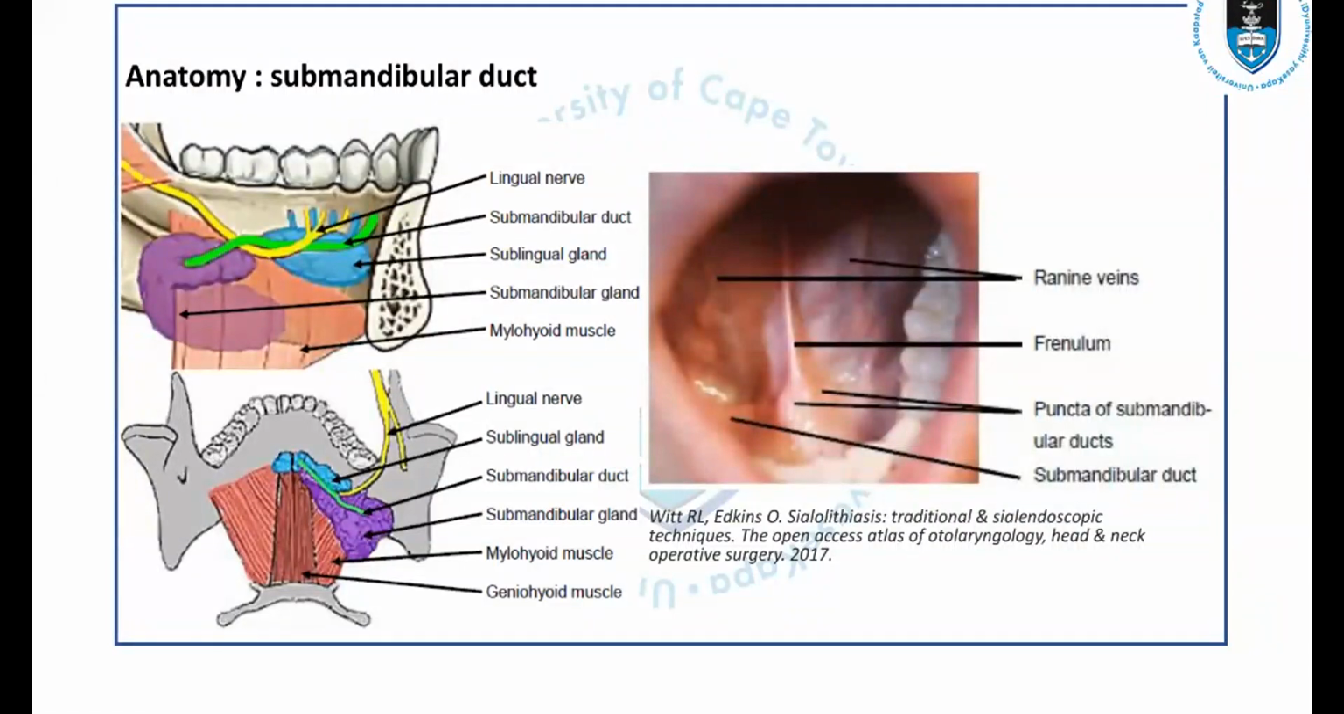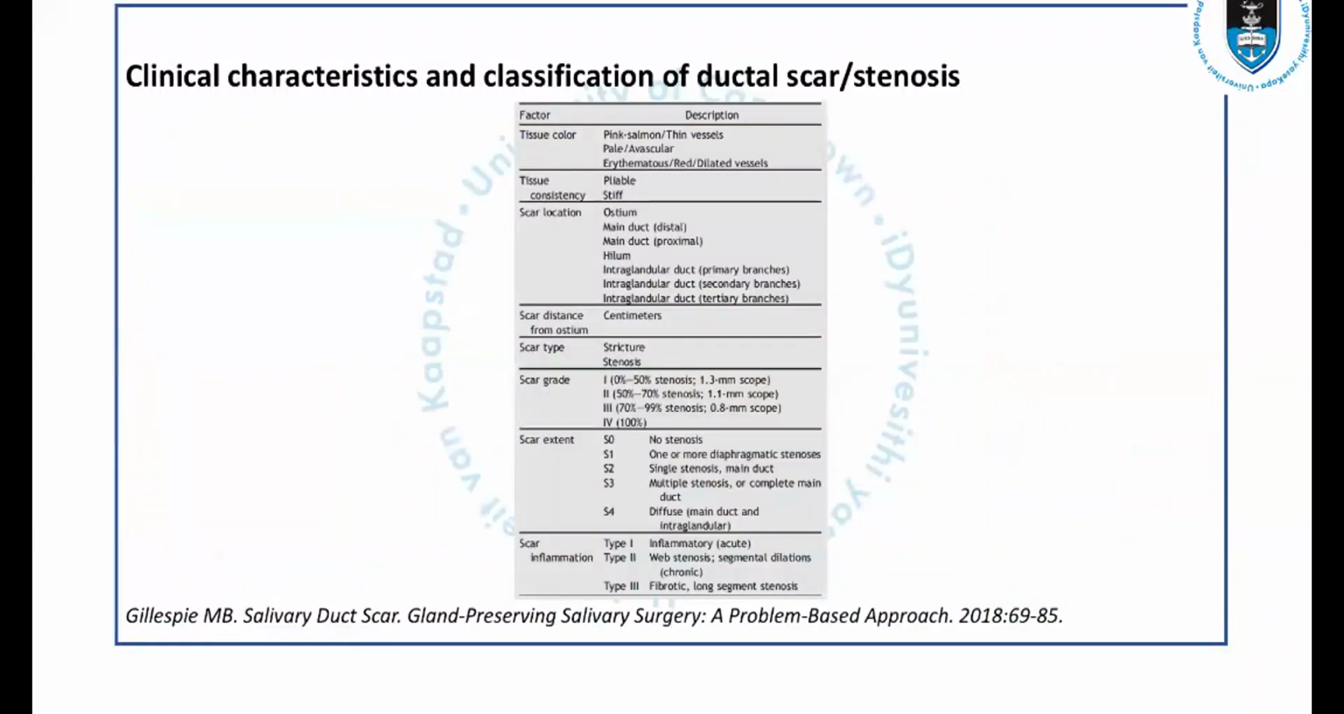And the average diameter of the duct at its orifice is 0.5 millimeters, but the duct itself has an average diameter of 1.5 millimeters, and it's approximately 40 to 50 millimeters long. There are many classifications by which ductal scar may be described, namely tissue color, consistency, scar location, distance from the ostium, the type, the grade, the extent, and the type of inflammation.